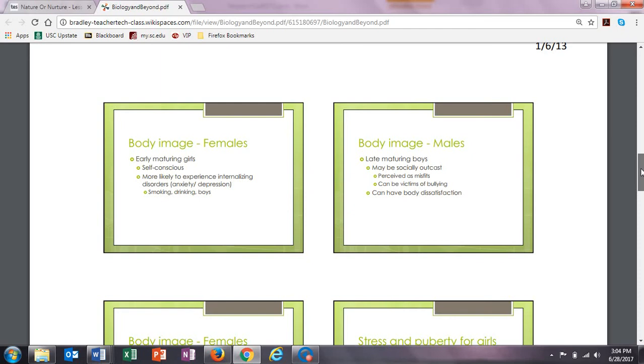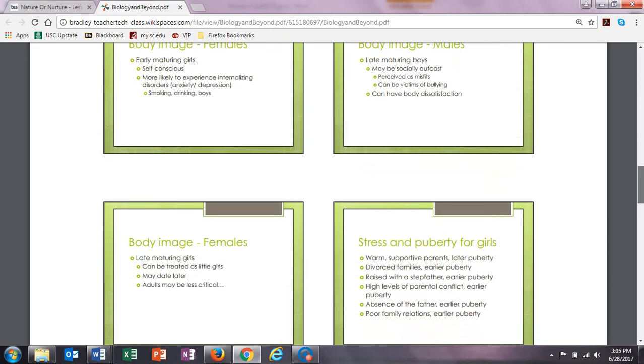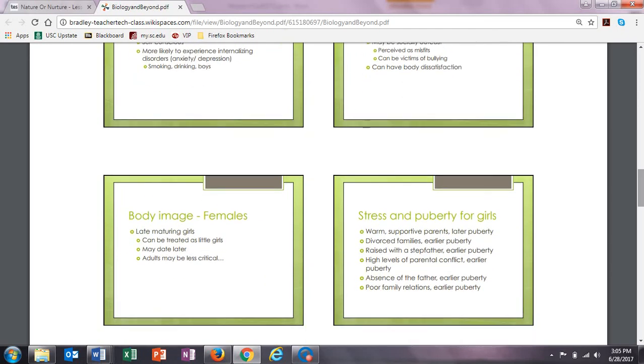Okay, let's see. Yes, body image, late maturing girls. This can be a good thing for girls because they're still treated as little girls.